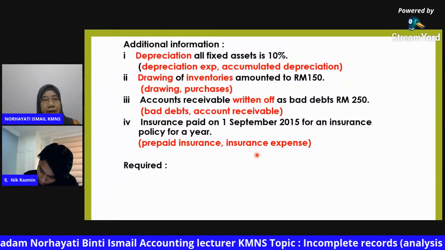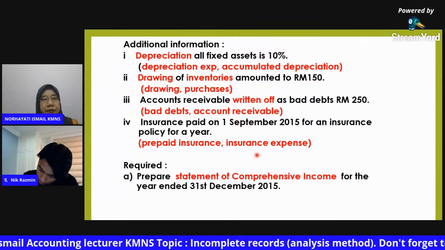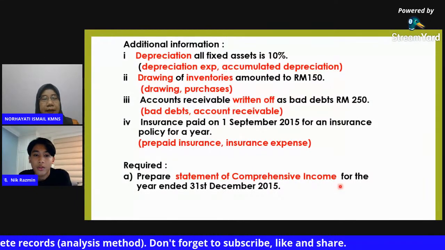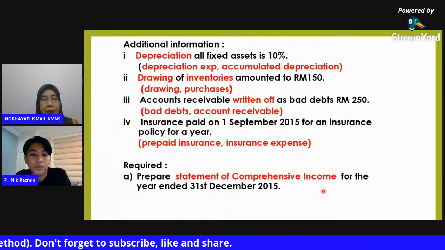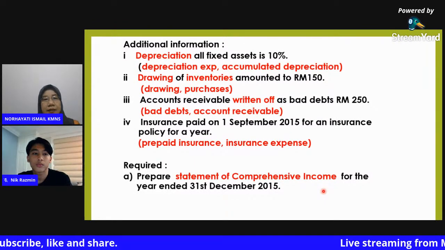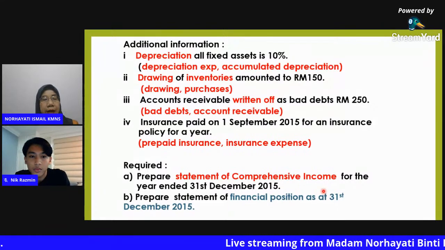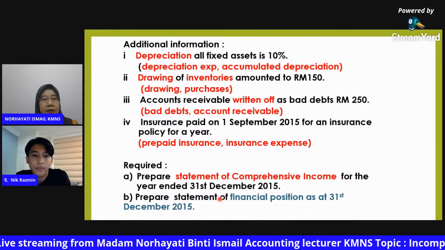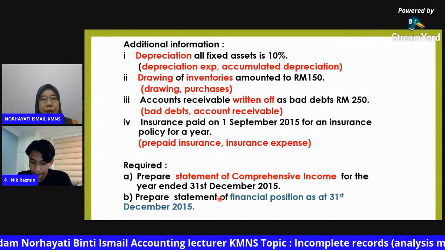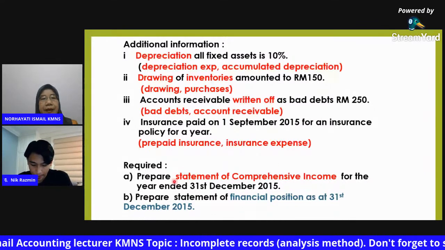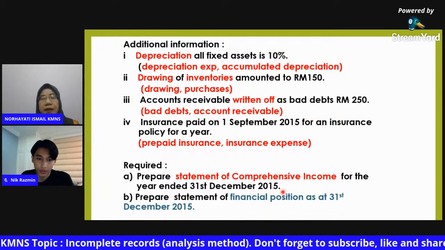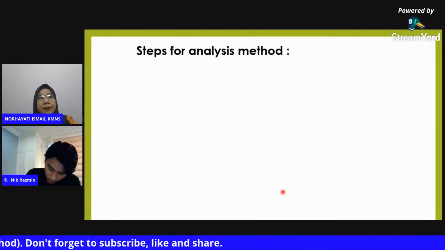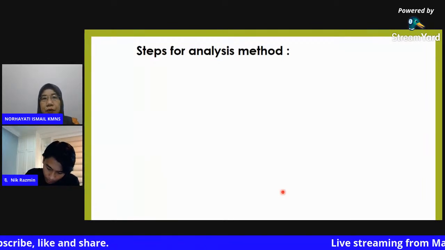And you are required to prepare statement of comprehensive income for the year ended 31st December 2015. And the second one, you are required to prepare statement of financial position as at 31st December 2015. So before you prepare this financial statement, we have to make an adjustment. Okay, so there are a few steps that you have to follow.